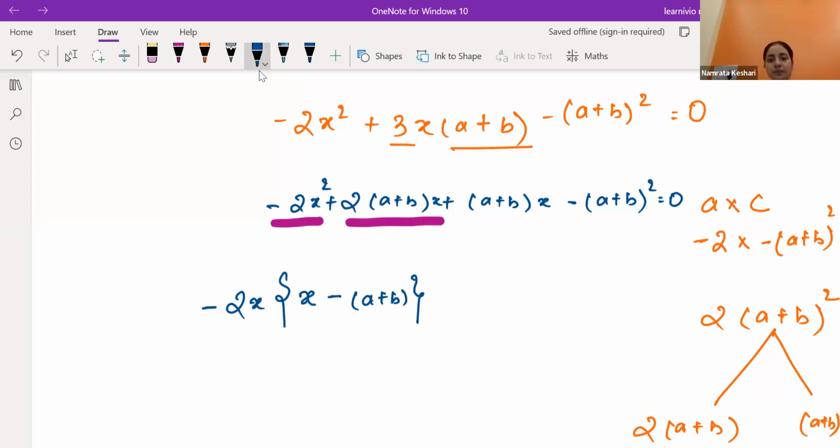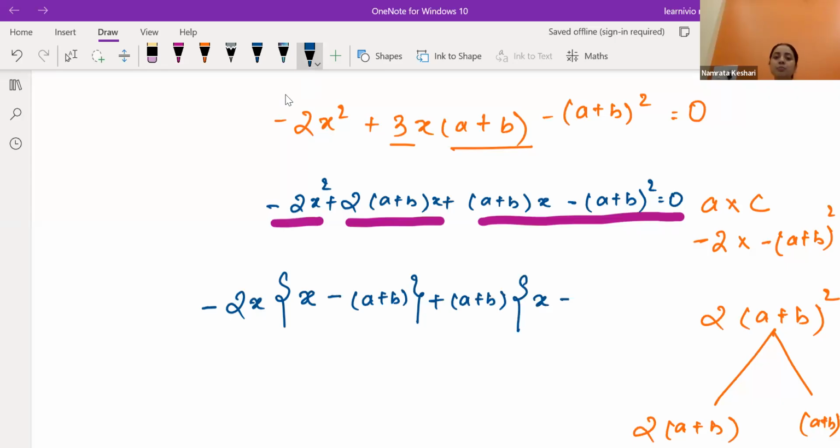Now from the next two terms, we'll take out common. Can you tell me what is the common factor which can be taken from the next two terms? We can take a plus b common. Yes, a plus b is the common factor, and still we are left with x minus (a plus b). Okay, we are done with splitting the middle term.